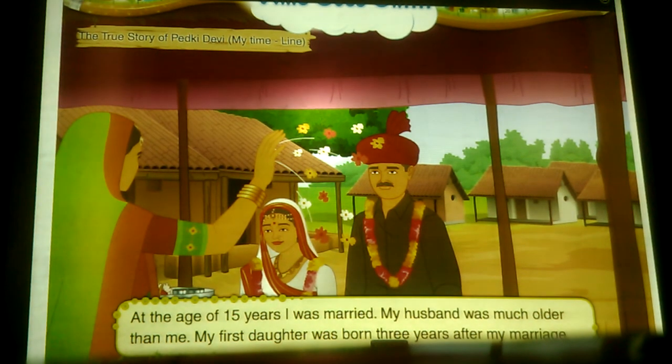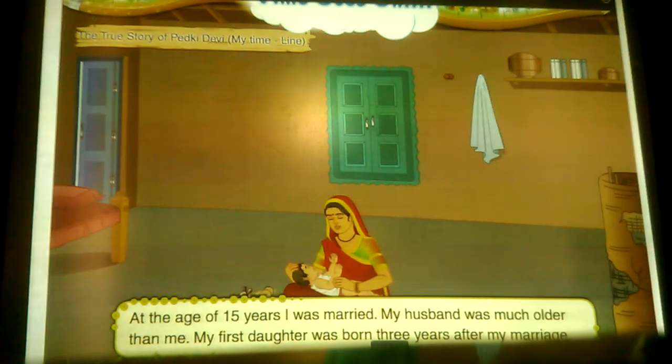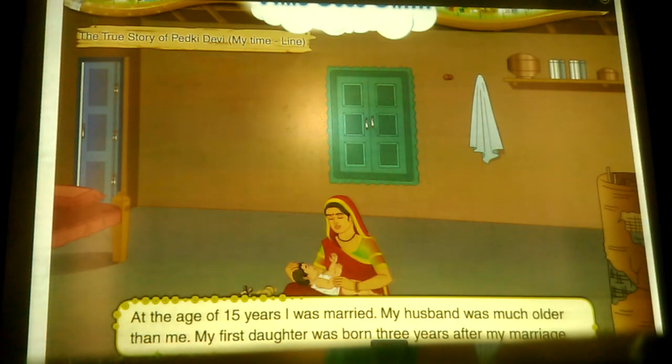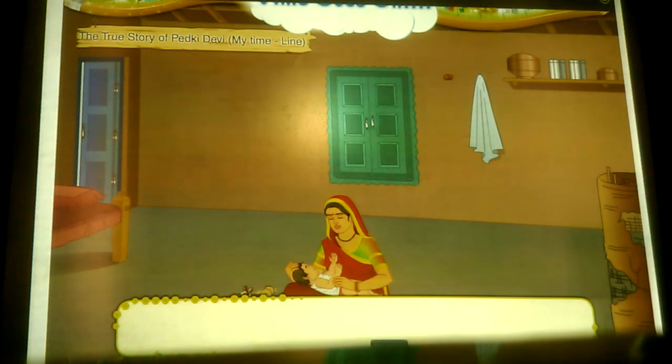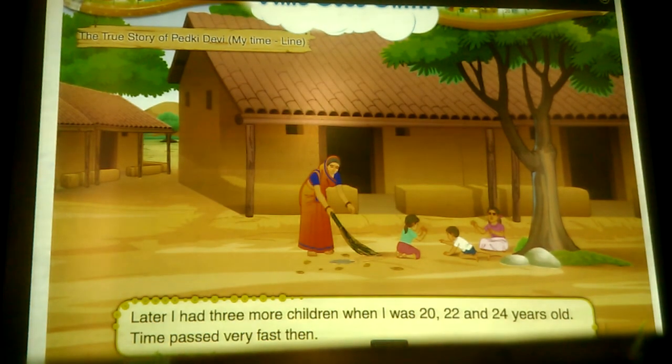My husband was much older than me. My first daughter was born 3 years after my marriage. Later, I had 3 more children when I was 20, 22 and 24 years old.